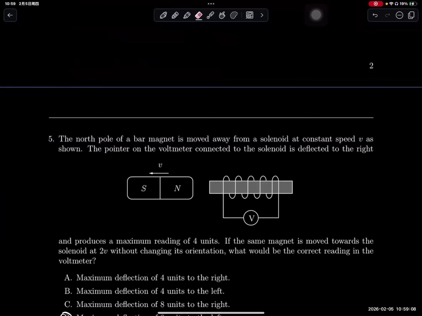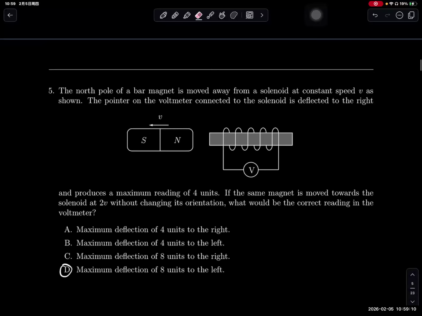Question five. The north pole of the bar magnet is moved away from the solenoid at a constant speed v as shown. The pointer on the voltmeter connected to the solenoid is deflected to the right as shown. It produces a maximum reading of 4 units. If the same magnet is moved towards the solenoid with 2v without changing its orientation, what would be the correct reading? It will be double, as the induction is proportional to the speed. So it's 8 units, and this time it will be to the left because the direction of motion has changed. So that's why it's P.